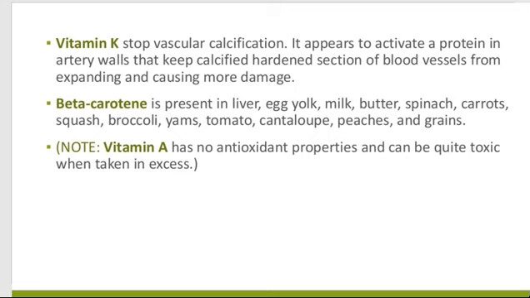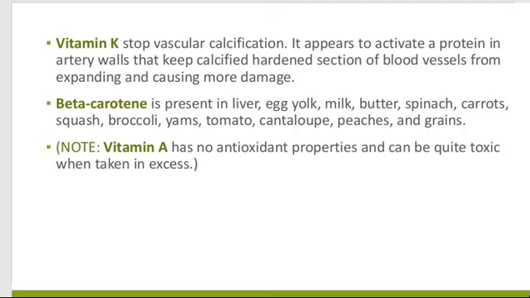Vitamin K. Vitamin K stops the vascular calcification. It appears to activate a protein in artery walls that keeps the calcified, hardened section of blood vessels from expanding and causing more damage.